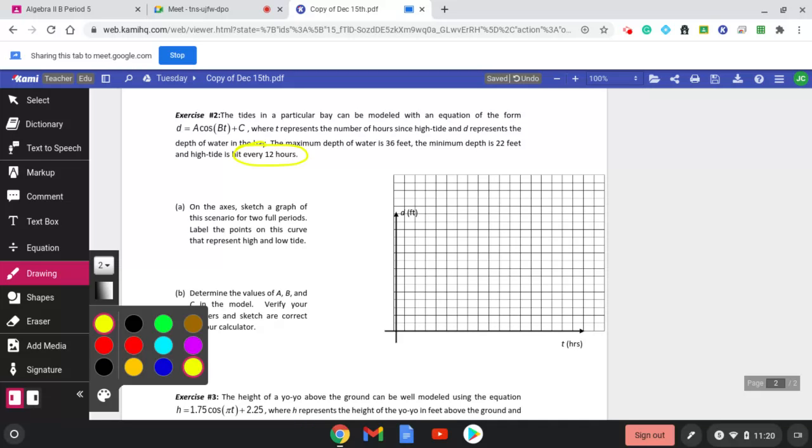What is that 12 actually representing in terms of a vocabulary term we have discussed? That's the what here? Go ahead, Caroline, or Eliana, whoever. Period. Remember how long it takes to repeat itself. So this 12 hours, even though it doesn't come out and say it, we have to recognize that they're telling us that's the period. High tide to low tide, back to high tide. That's my period, 12 hours. It asks in part A to do the graph first.